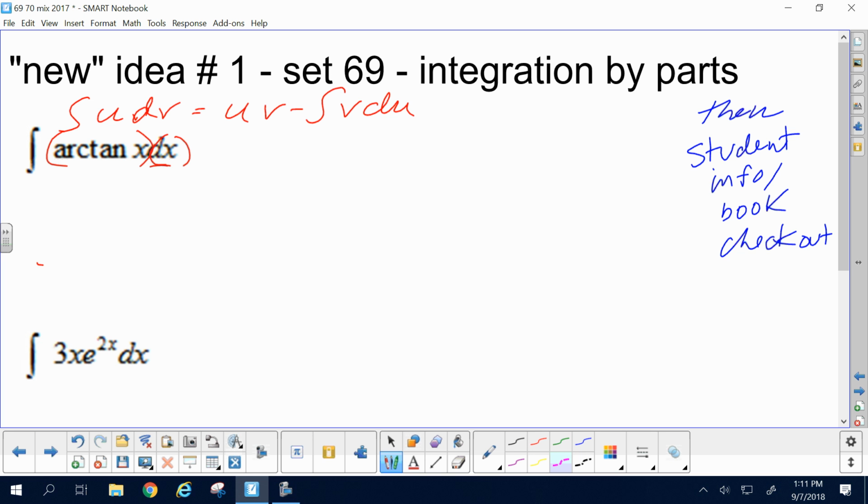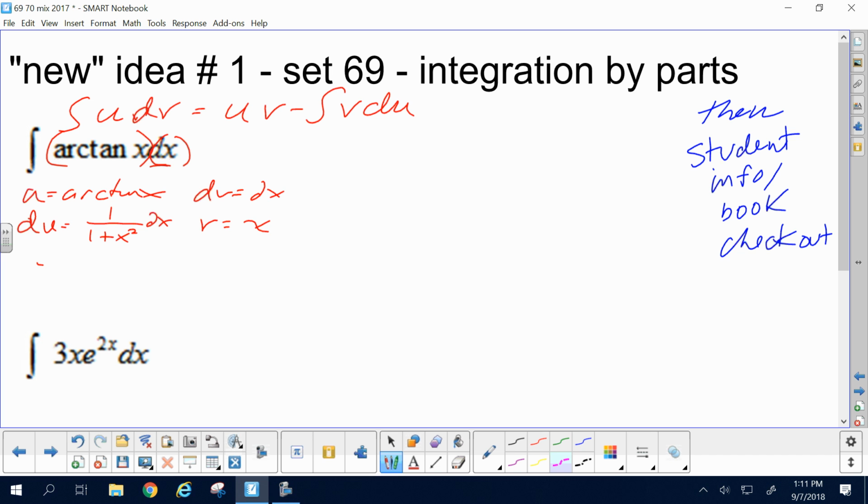So what's U? Arctangent, good choice. Arctangent of x. By the way, I used arctangent there, but the inverse tangent notation is used all the time interchangeably. No big deal there. So don't sweat that. What about then dv? dv must be dx. Cool. If u is arctangent, then du is 1 over 1 plus x squared dx, and v is the antiderivative of dx, which is x.